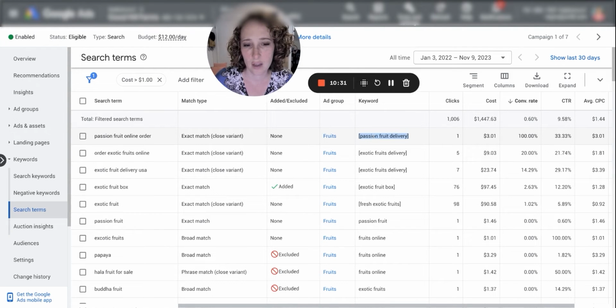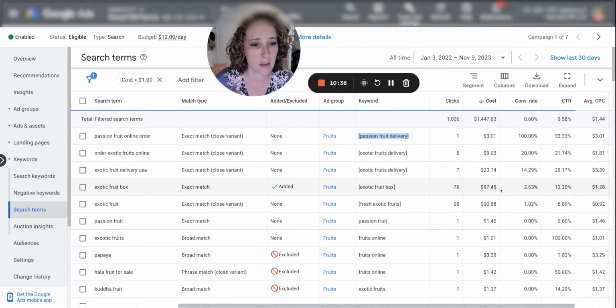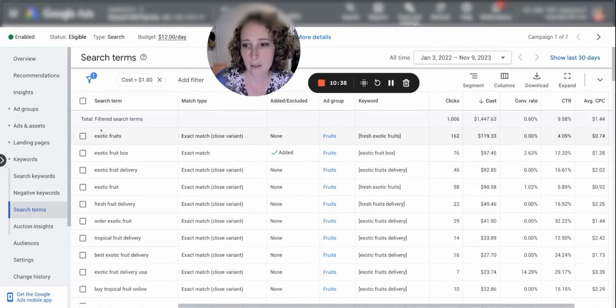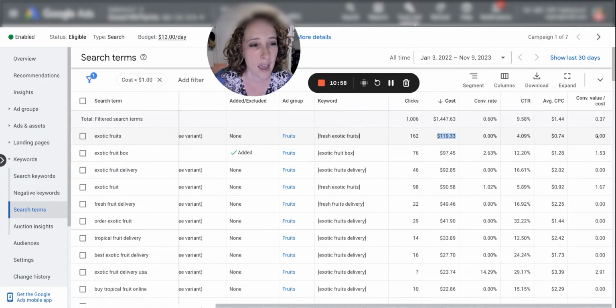Okay. So I'm going to sort by cost. The search terms, this is what the user is actually searching for, right? And it matches up with a keyword. So we told it to go after fresh exotic fruits, and the algorithm bid on exotic fruits. And this is the search term that has spent the most amount of money. Wow, by far, right? The next closest one has spent $97 instead of $119. And yet it's received 0 conversions that have been attributed. 162 clicks and not a single conversion.